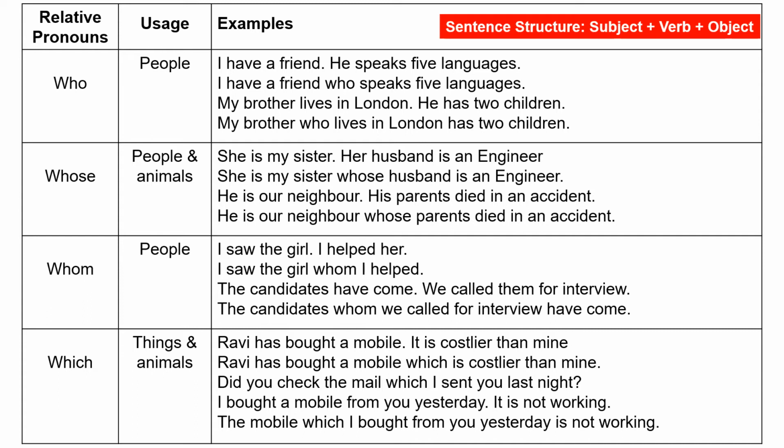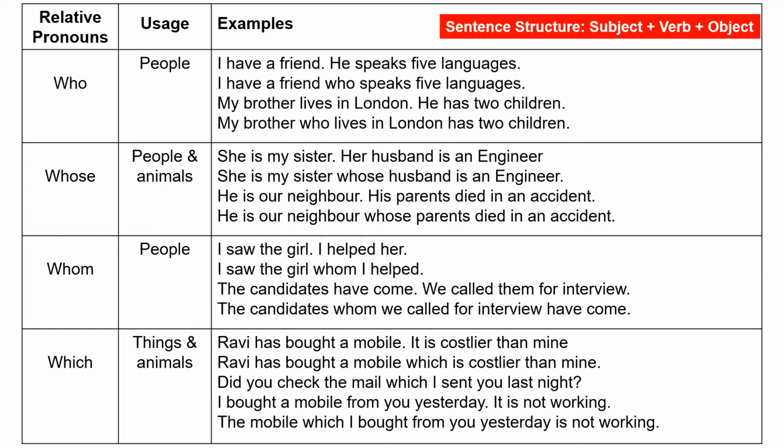Next, the candidates have come. We called them for interview. Let us use whom to connect these two sentences. We will take the candidates as it is. The candidates. Here we will use whom. Whom. And the next sentence is we called them for interview.